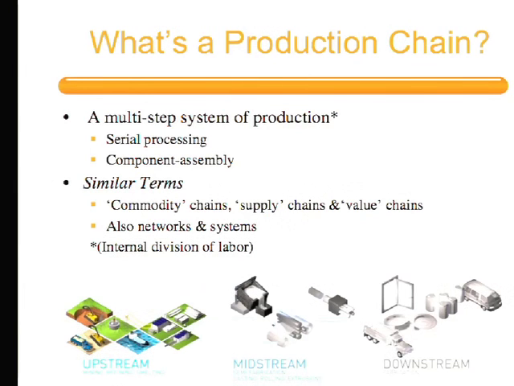And there's serial production, where you're taking one thing and processing it in several steps. And more commonly, component assembly systems like cars, where you have hundreds or even thousands of parts and you bring them together, put them all together in an assembly factory. That's just a simple way of dividing. Neither of those are pure terms, but we don't need to take too much time on that.